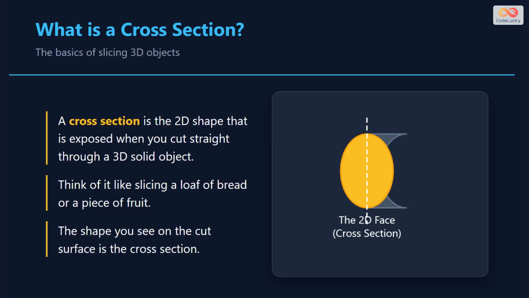First, let's define what a cross-section actually is. Simply put, it is the two-dimensional shape you see on the cut surface when you slice straight through a solid object. The best way to think about this is to imagine slicing a loaf of bread. Every time you cut a slice, the face of that slice is a cross-section of the whole loaf.